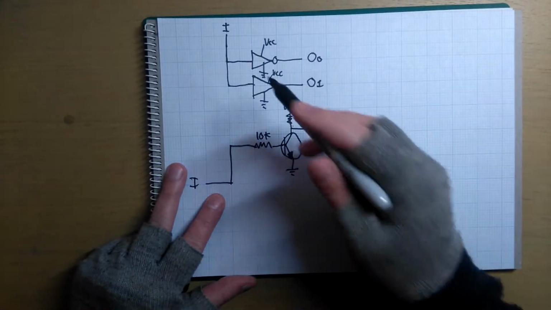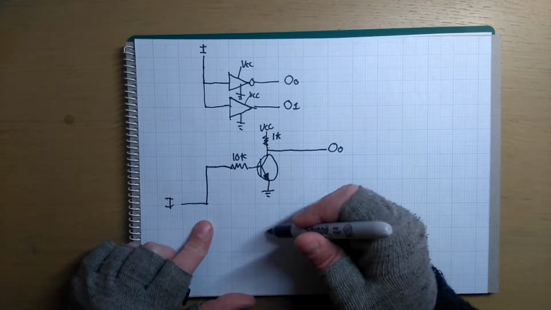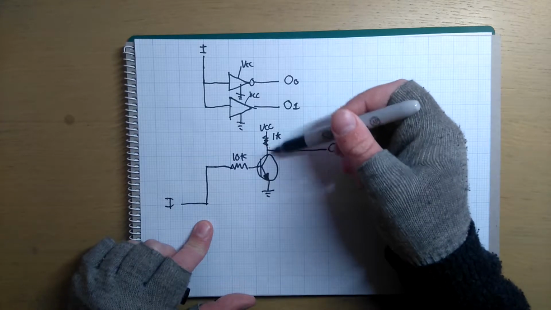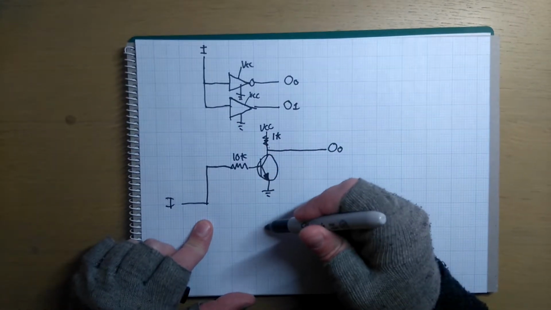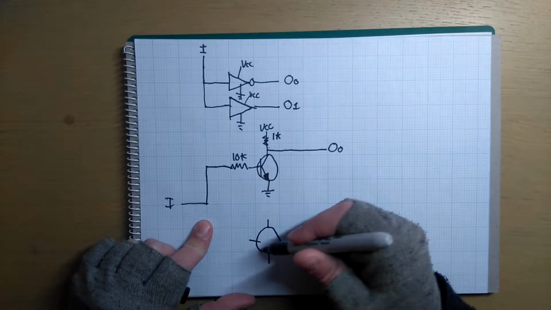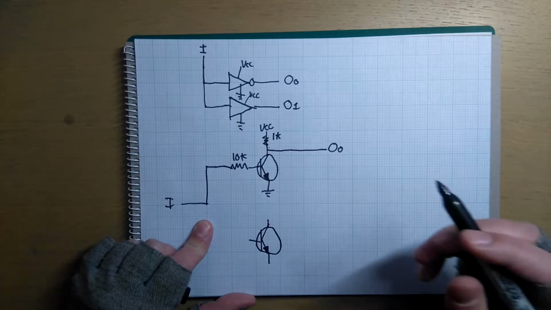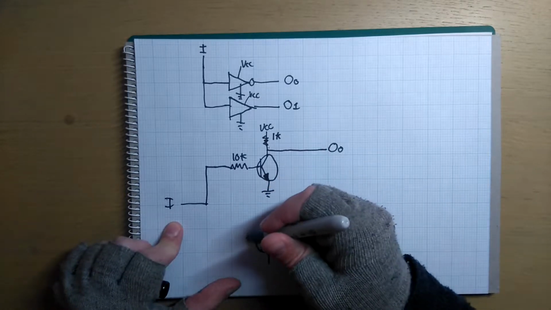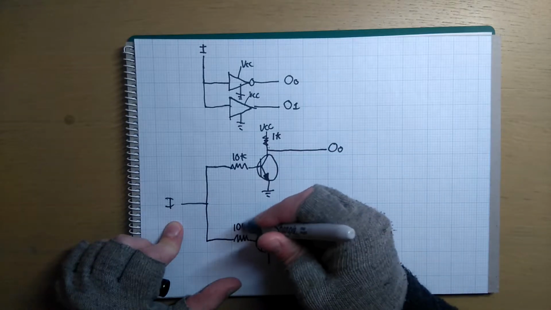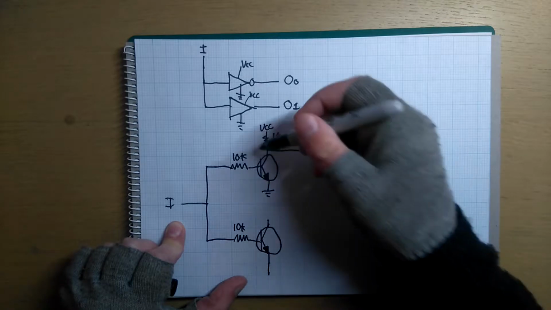Now for the other one, the buffer, so I keep moving this, it's a similar concept, but these are actually swapped around. So do our collector, base, and emitter. And our 10k resistor, we need that again. And so this would still be ground, but like I said, we have to swap these around.